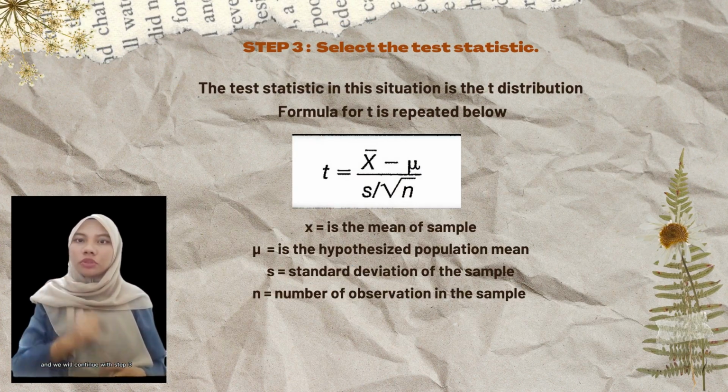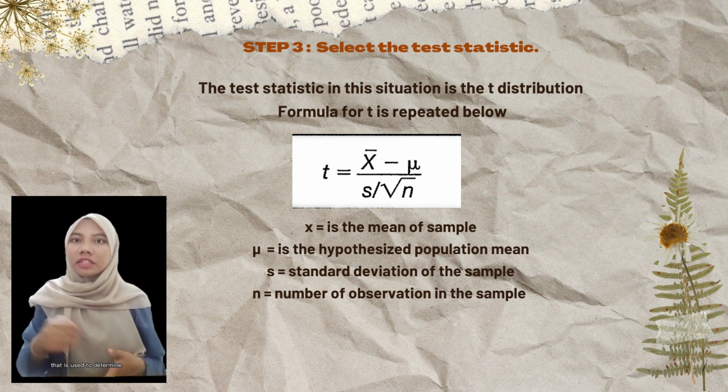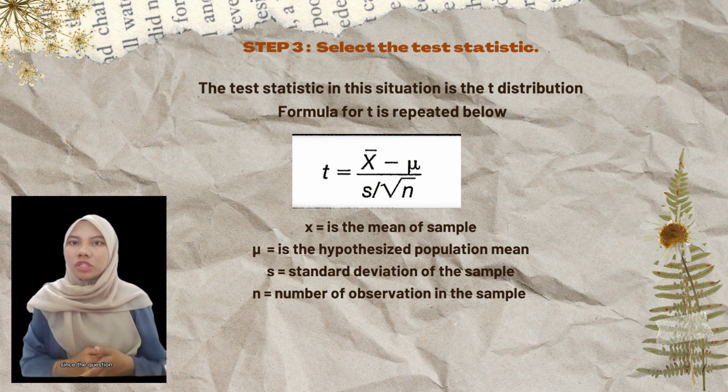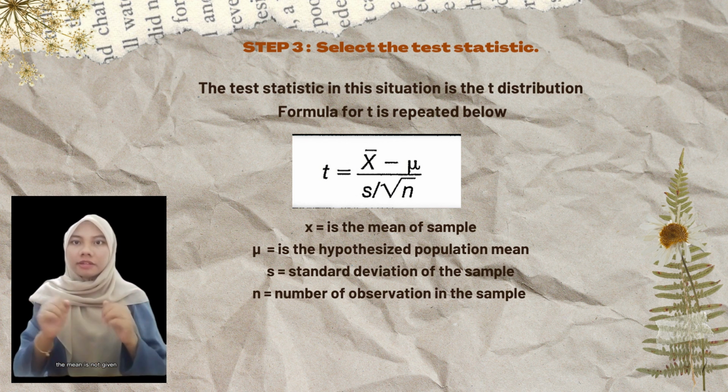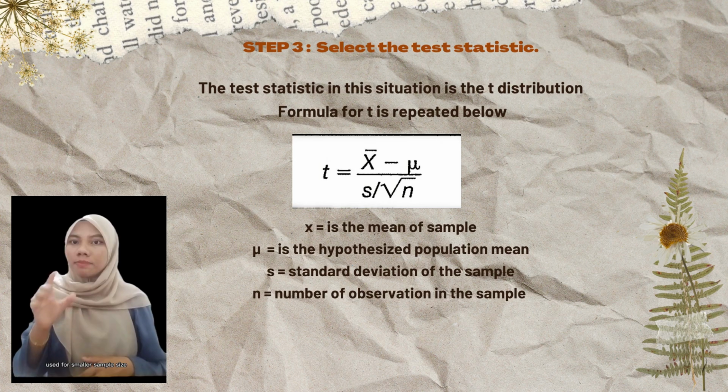After we settle with step 2, we will continue with step 3, which is select the test statistic. Basically, test statistic is a value derived from sample data used to determine whether the null hypothesis should be rejected. For this question, since the sample size is 10 and the population standard deviation is not given, we decide to use the t-distribution. The t-distribution is also known as the student's t-distribution, and it is a type of normal distribution used for smaller sample sizes, where the variance of the data is unknown.